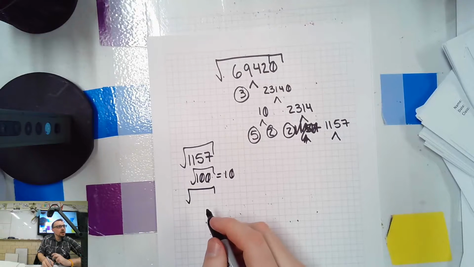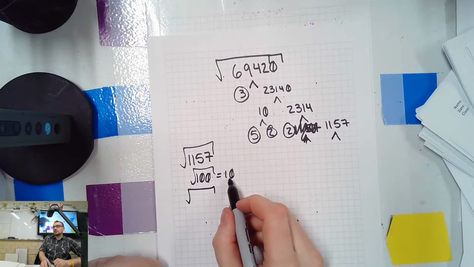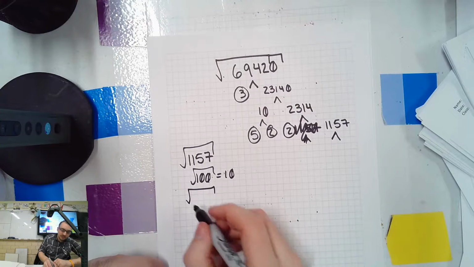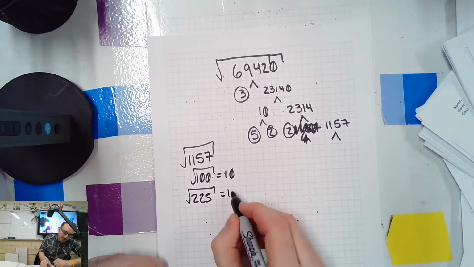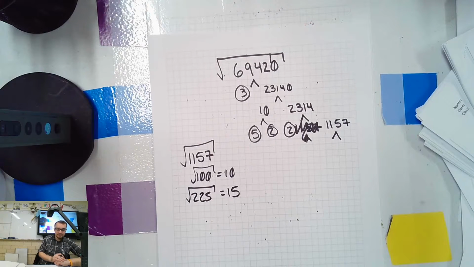What about the root of what other number? Think of a number bigger than 10 that we can multiply together. Well, 15 is the root of 225, right? Yeah. So it's going to be bigger than 15. We'll have to check up to there.